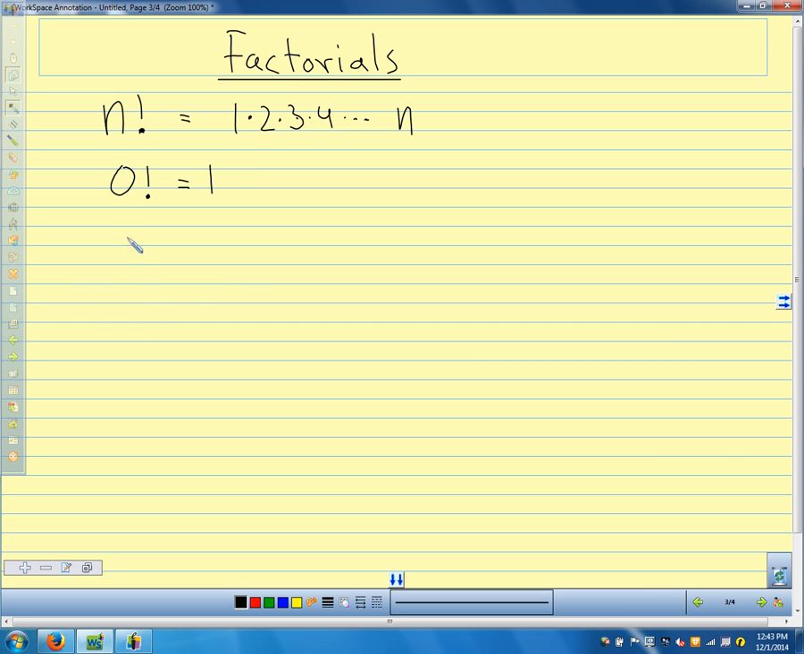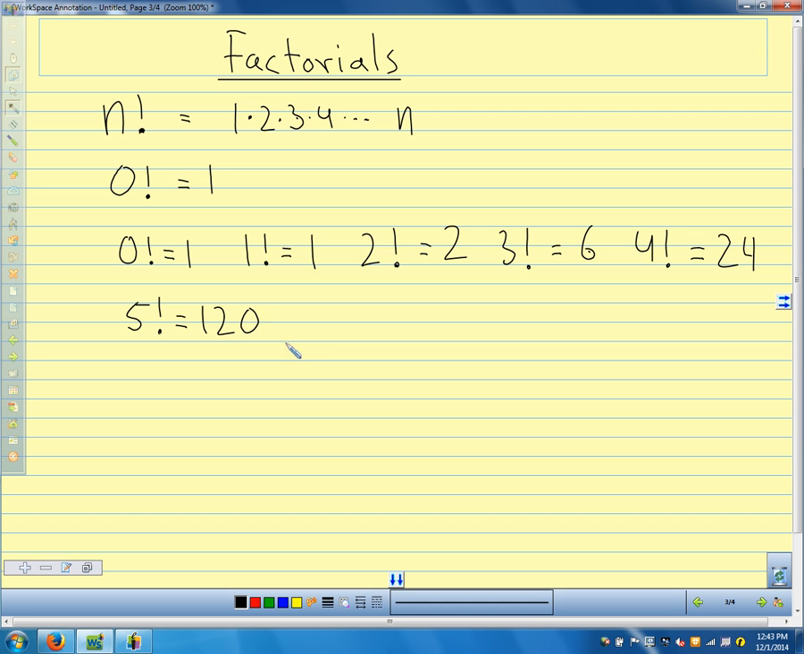Let's write out a few factorials. 0 factorial we said was 1. What's 1 factorial? 1. 2 factorial? 2. 3 factorial? 6. 4 factorial? 24. 5 factorial? 120. 6 factorial? 720. They get big really fast.